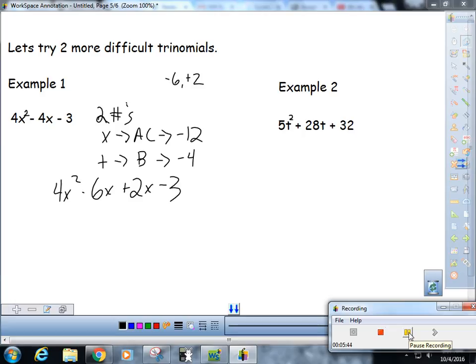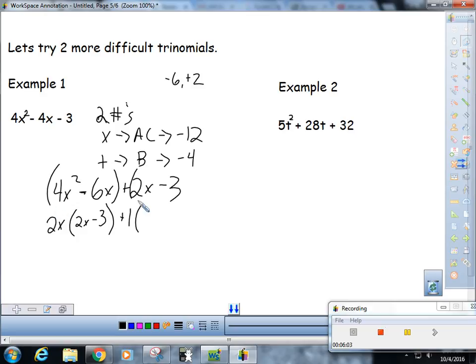Okay, so now we do our grouping. A 2x goes into this, 2x remains, and a minus 3. Plus 1 times, remember we're grouping it this way, 2x minus 3, giving you our final answer: 2x plus 1 times 2x minus 3.